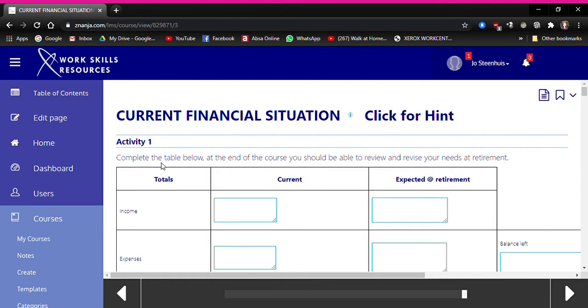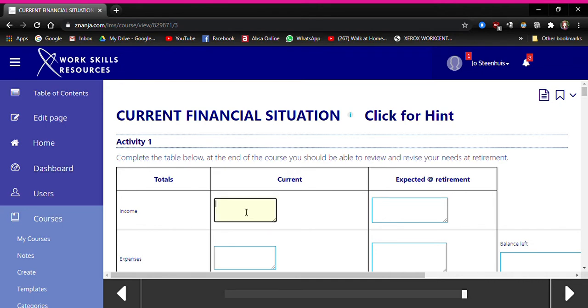Now, you can see activity one. Complete the table below. At the end of the course, you should be able to review and revise your needs at retirement. You will most definitely get a chance to come back and review this particular page. You'll see it's page 5. So let's look at our totals. Income, current income, you're going to complete it there for me.